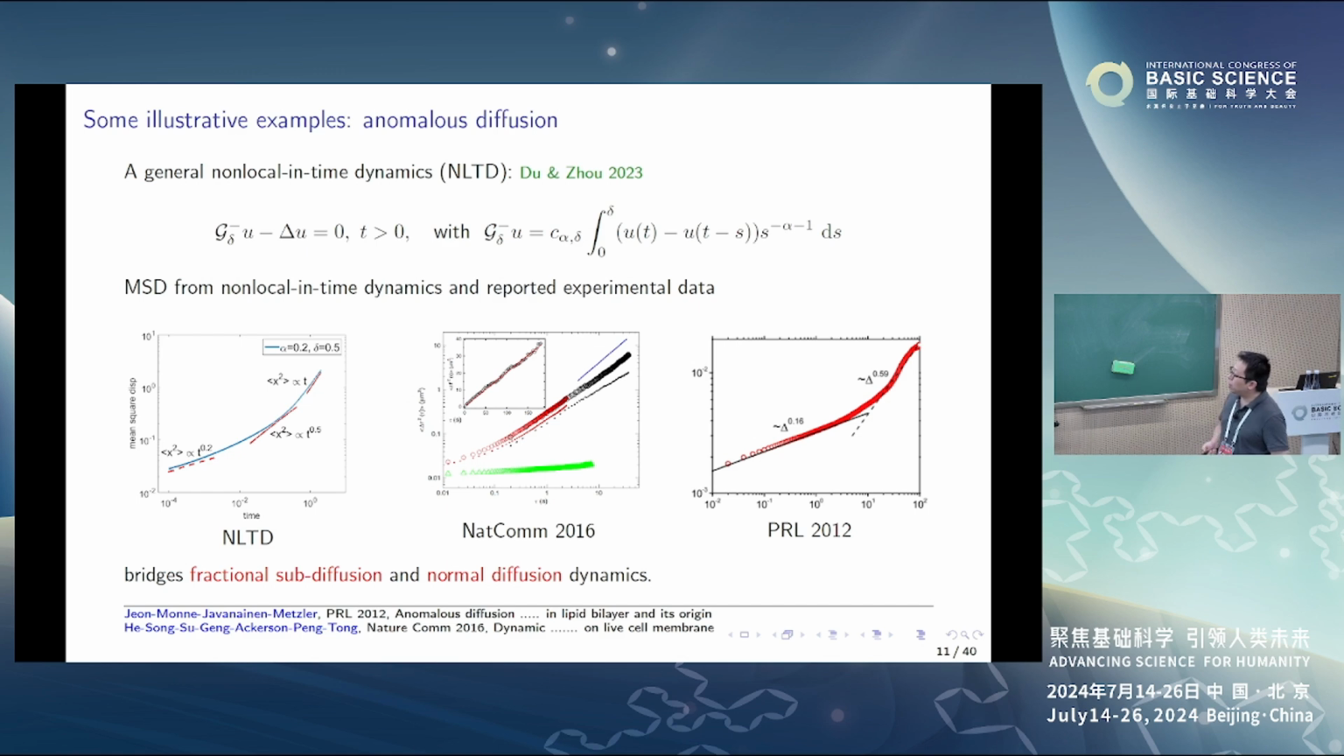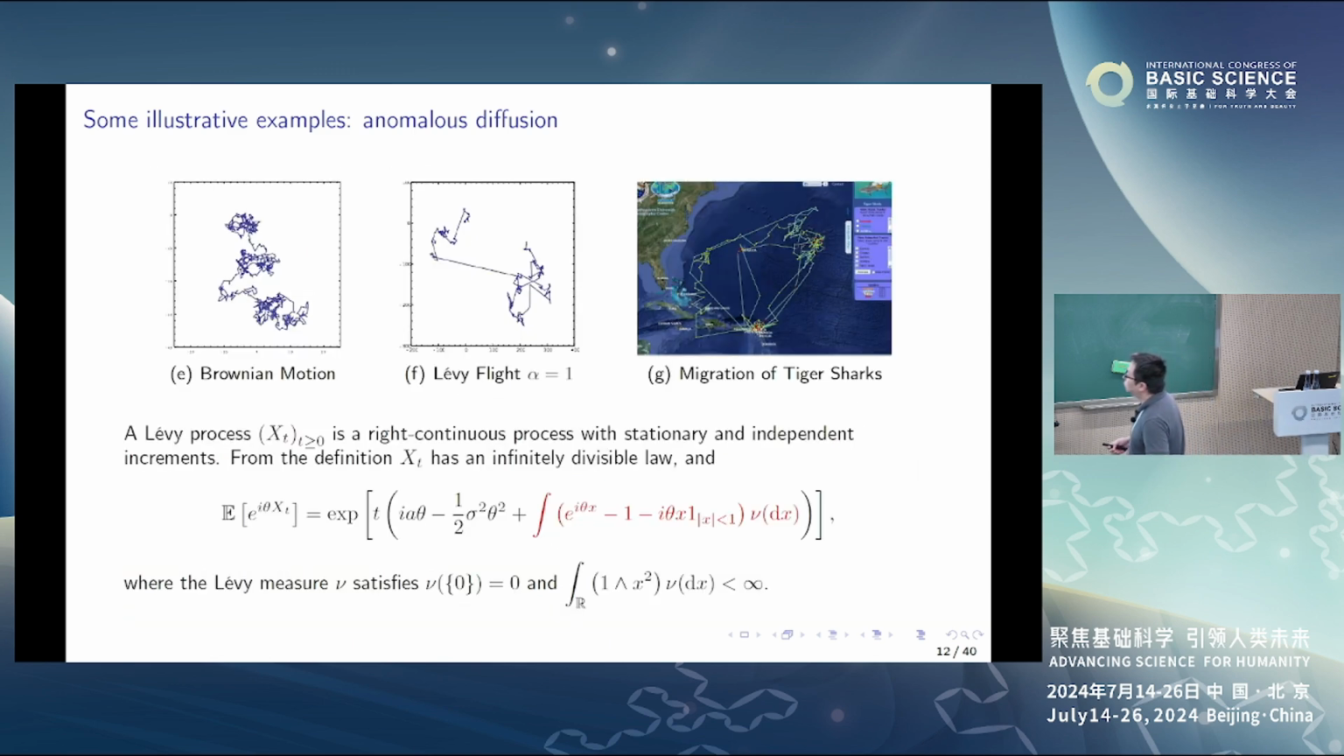And in our previous study, we studied the generalized nonlocal in time dynamics, okay, with a finite nonlocality delta. Delta ranges from 0 to infinity, and this kind of dynamics can naturally bridge short time subdiffusion phenomena with long time normal diffusion phenomena. And this kind of interesting phenomenon has been observed in many experiments. Then the nonlocal in space model is also very popular to describe anomalous diffusion. For example, the trajectory of a particle's movement often involves some long distance jumps.